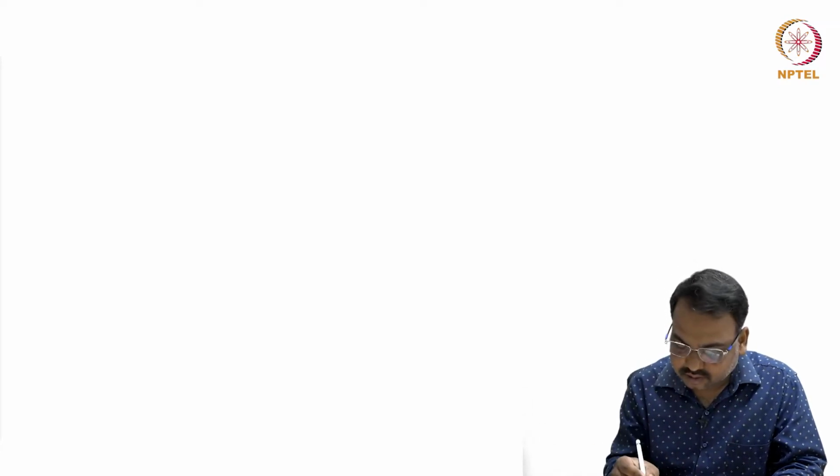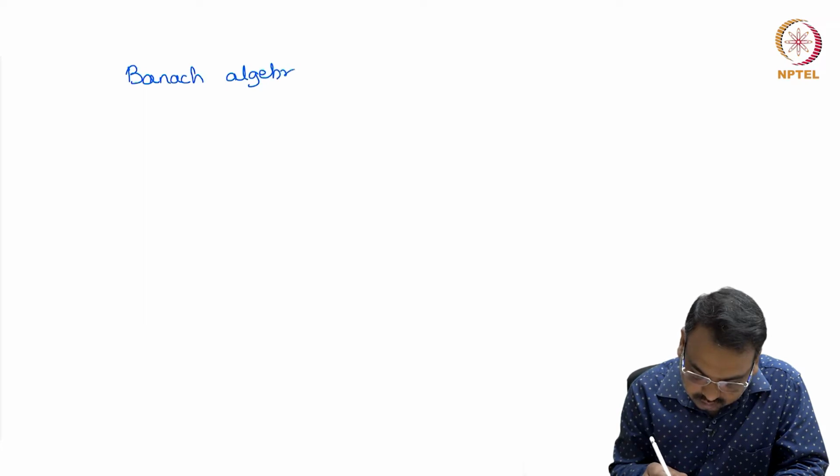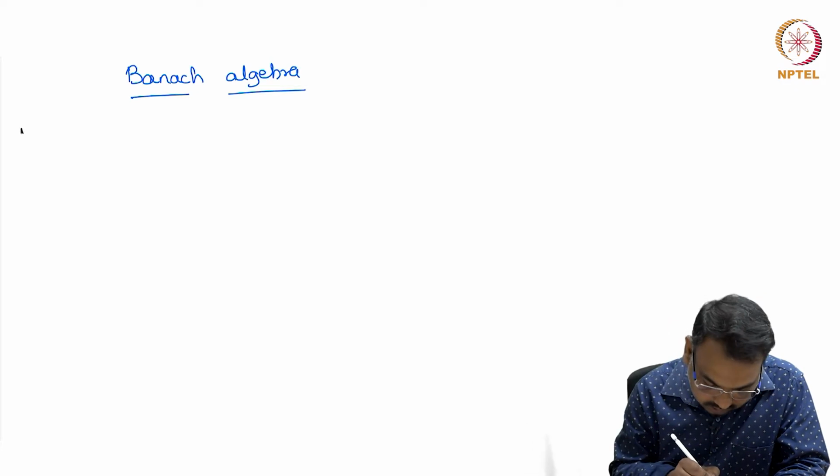Hi everyone. In the last few classes, we have discussed properties of self-adjoint, normal, and positive operators. Today we are going to discuss spectral theory of operators. Instead of looking at spectral theory of operators, we discuss spectral theory for an element in a Banach algebra. So we start with Banach algebras. We have already discussed Banach algebras earlier.